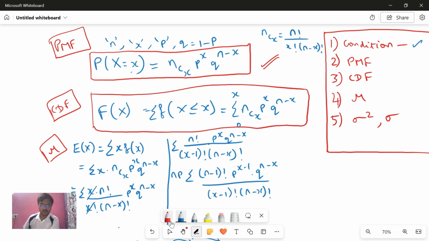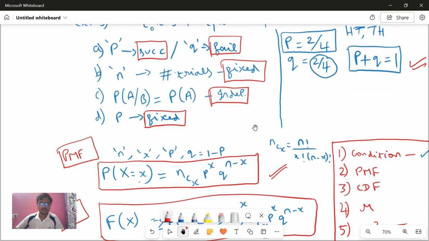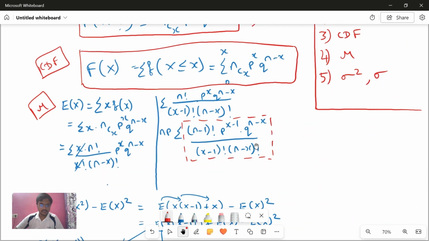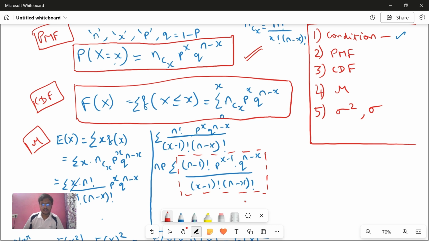Now, can you see this formula? Have you seen this anywhere? When you open x plus y power n, we saw in the formula, the binomial theorem expansion, nC0 x power 0 y power n. Isn't it similar? This is nothing but p plus q power n minus 1. Can I tell you how? See, p plus q power x minus 1.